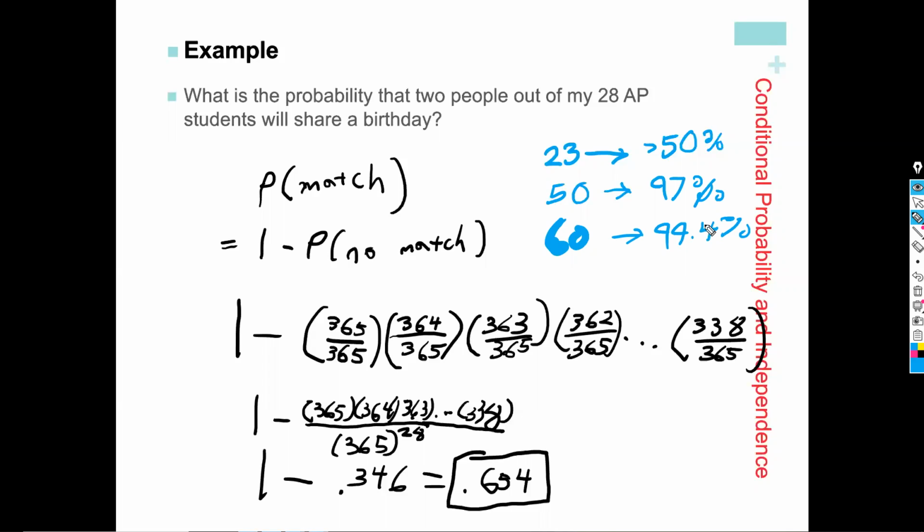So this is part of the reason why probability can be difficult for people, is because our intuitions with probability often mislead us into thinking what the answer actually is. All right. Next problem.